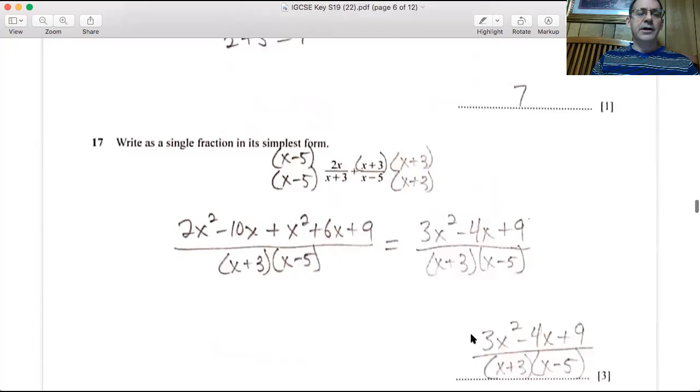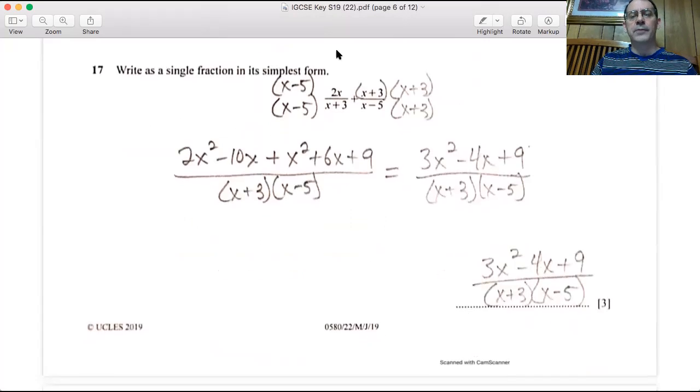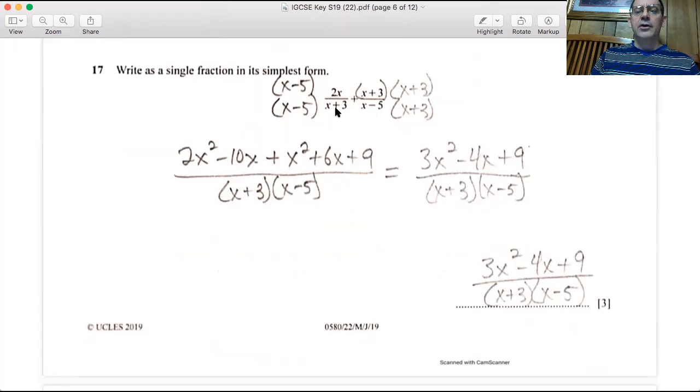Okay, now moving on to number 17: write as a single fraction in its simplest form, 2x over x plus 3 plus x plus 3 over x minus 5. So again, when you're adding or subtracting fractions, you want to get a common denominator. So on the left fraction, we have an x plus 3 in the denominator. To make it common, we need a factor of x minus 5. So we're going to do that top and bottom to maintain the equality of our fraction here.